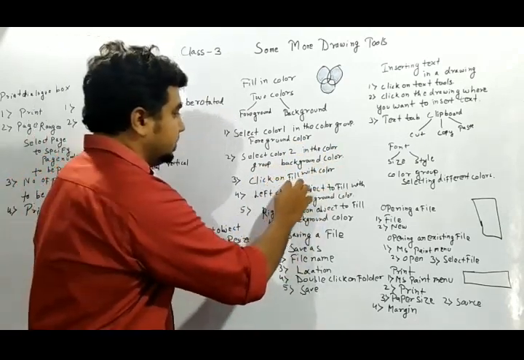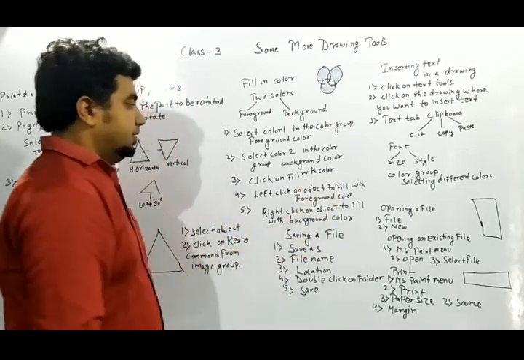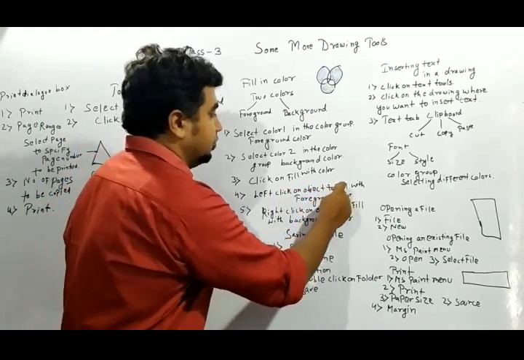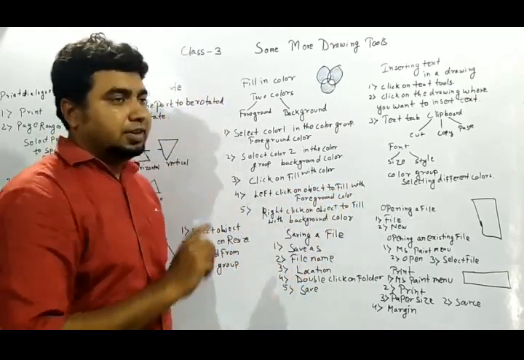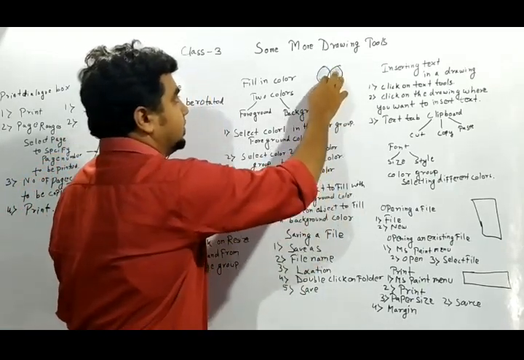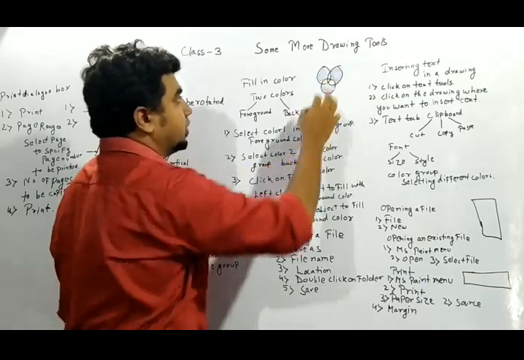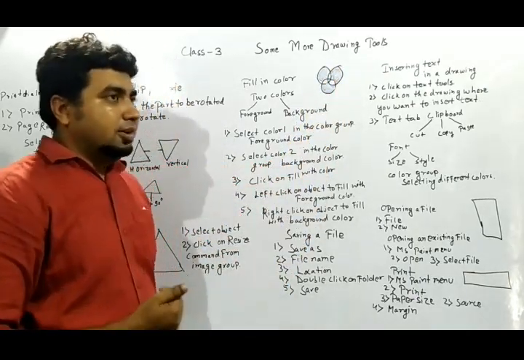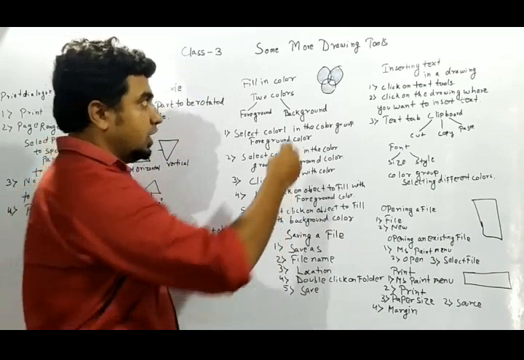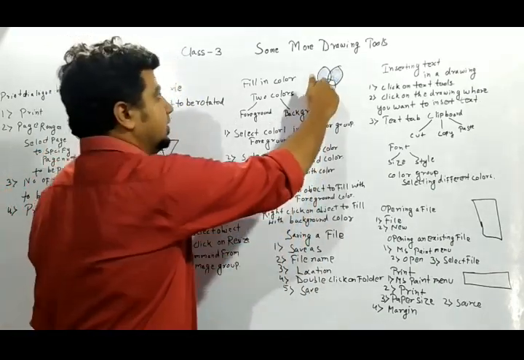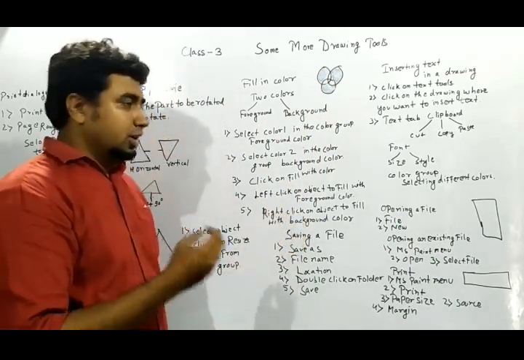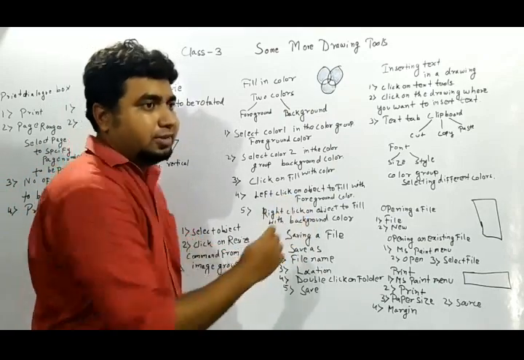And now you will be clicking on fill with color. Now the first part is left click on the object to fill with foreground color. If you click with left click, then you will get foreground color on the object. Here I have represented that blue color is foreground color and white color where it is left is background color. So right click on the object to fill with background color. Suppose I have selected white color, so it is left with white color where the spaces are. So right click to get background color and left click to get foreground color.